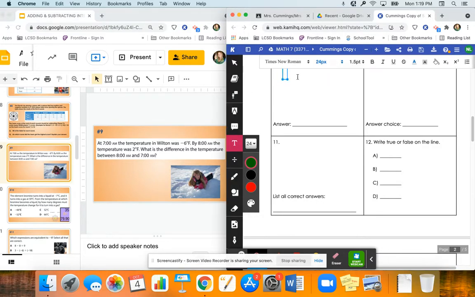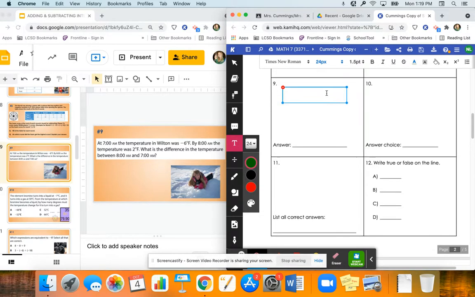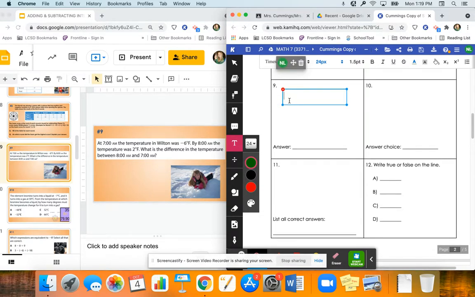So this one asks for the difference between 8 a.m. and 7 a.m. So we know that when we hear the word difference, we are going to be subtracting. At 7 a.m., we're starting at negative 6 degrees. Actually, I'm going to start, it says between 8 a.m. and 7 a.m., so I'll start with the 8 a.m. temperature. So we'll start with 2 minus negative 6.